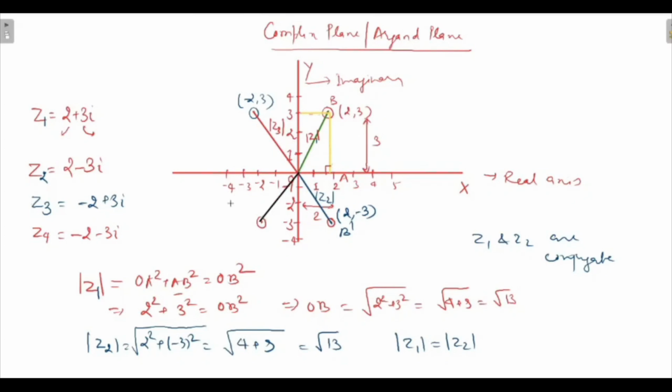So this is going to represent my minus 2 minus 3. All right. So this is going to represent mod of Z4. Move on. Now we will learn polar representation of a complex number. So the same thing, we'll just learn it in a little different way.